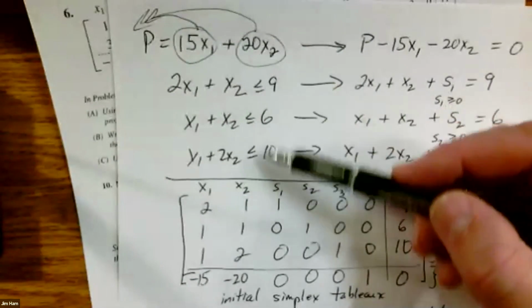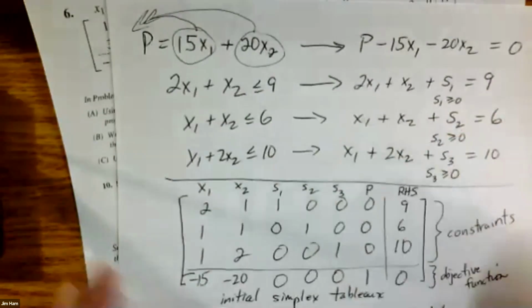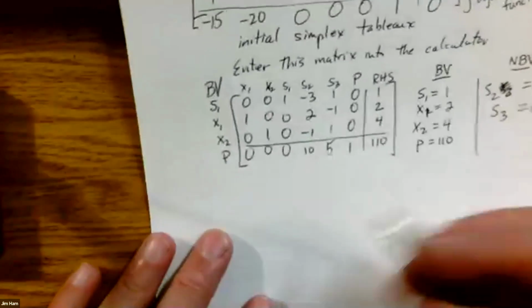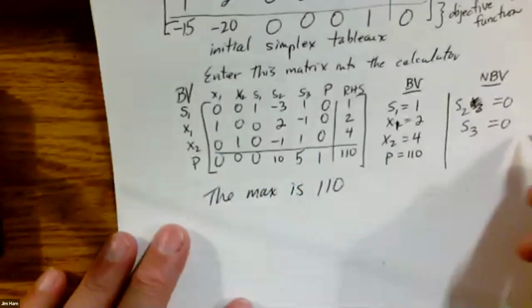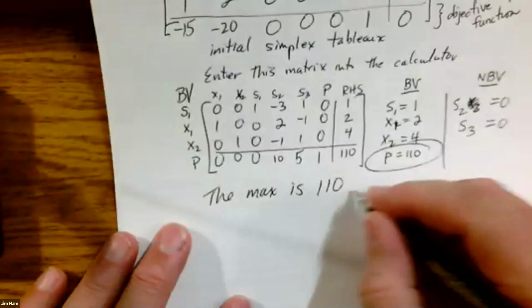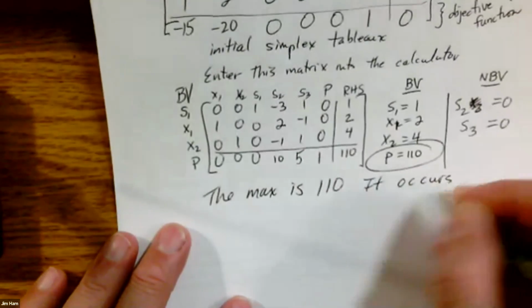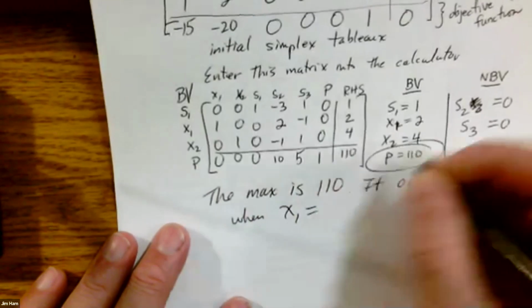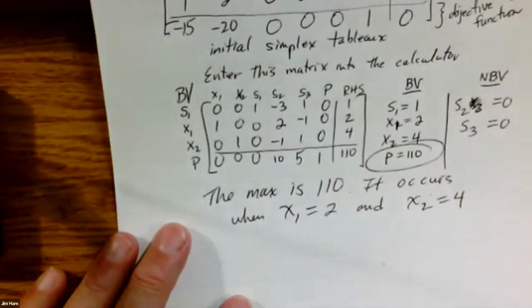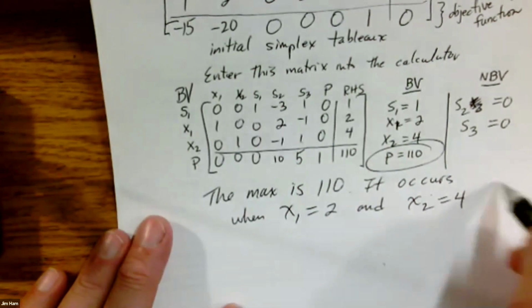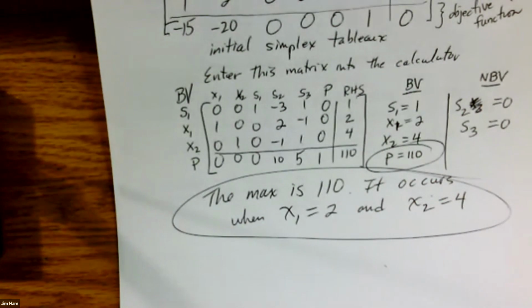We use them to help us solve the problem, but they're not actually in the problem. The original problem was something like this. It had all these inequalities in it. There's no S's in the original problem. So from here we say the max is 110. It occurs when X1 equals 2 and X2 equals 4. And that's it. We don't have to report any of the S's because they're not part of the original problem. But you have to interpret this matrix in order to get the solution.